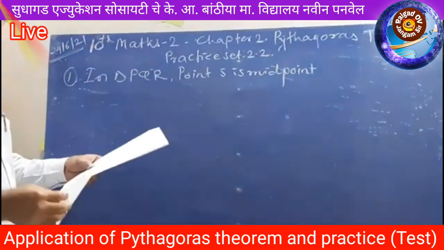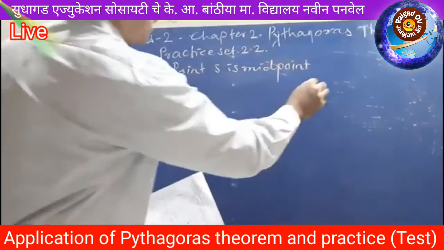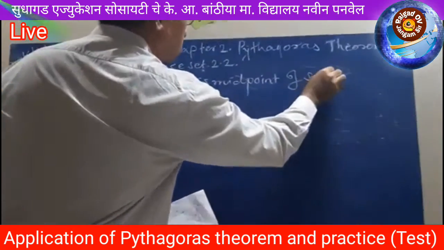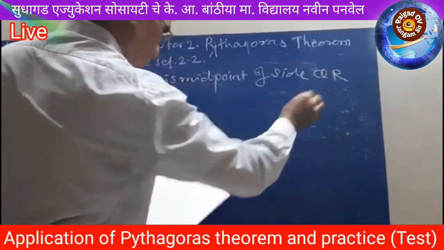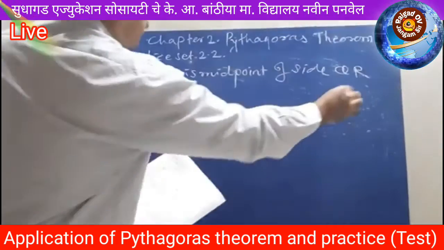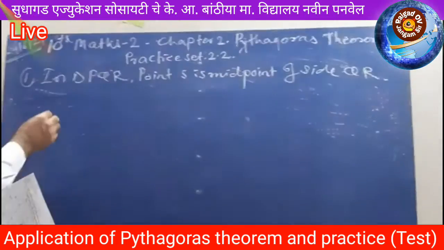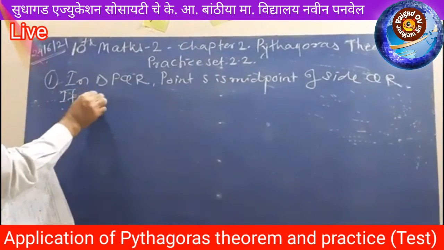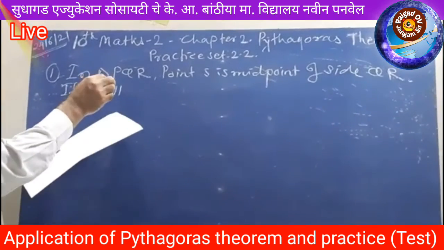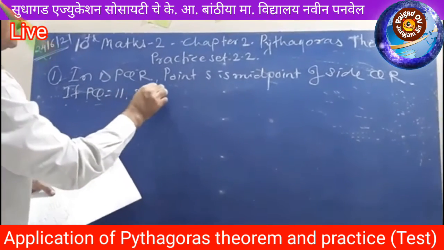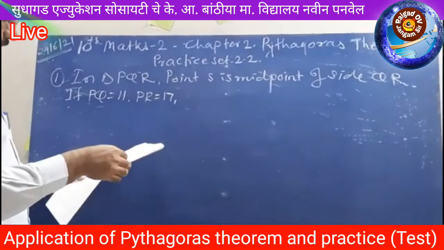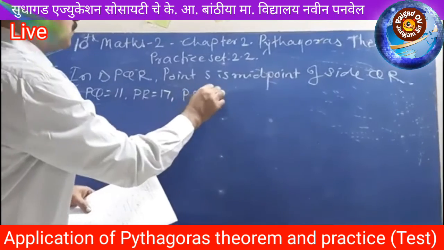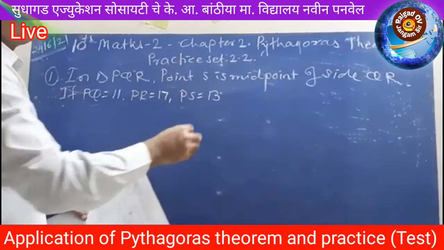Point S is the midpoint of side QR. If PQ is equal to 11, PR is equal to 17, and PS is equal to 13, find QR.